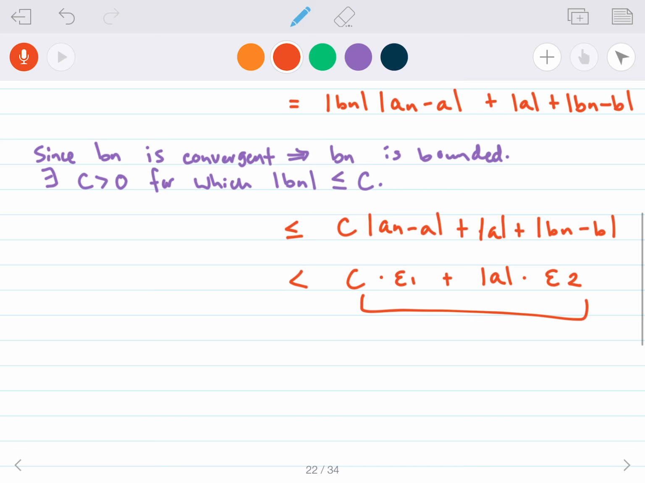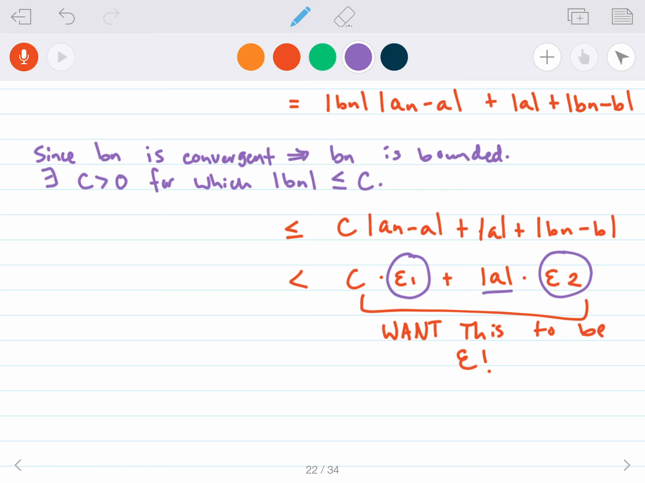I want this, let's do an intermission. I want this to be epsilon. And I have control over epsilon 1 and epsilon 2. Remember, the convergence of A sub n and B sub n means that I can choose epsilon 1 and epsilon 2 as whatever I want. I have control over these things. I don't have control over little a because that's what A sub n converged to. I don't have control over capital C because that's what B sub n is bounded by. Okay, but I do have control over epsilon 1 and epsilon 2.